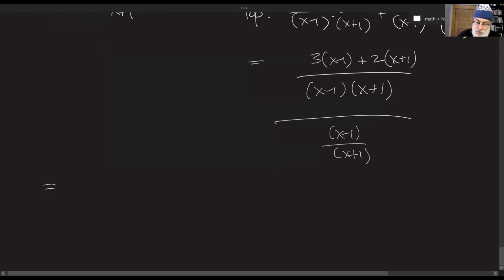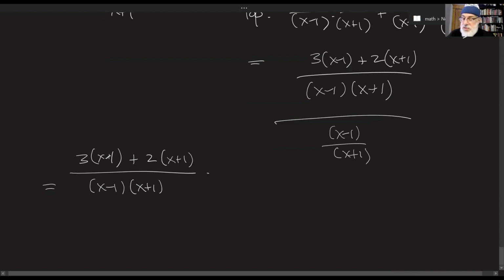So let's write this as reciprocal multiplication. That's x minus 1 plus 2x plus 1 divided by x minus 1, x plus 1. So instead of dividing by x minus 1 over x plus 1, we're going to flip it over. So this becomes x plus 1 over x minus 1. Now this cancels.